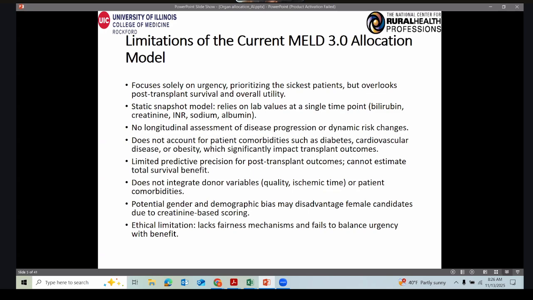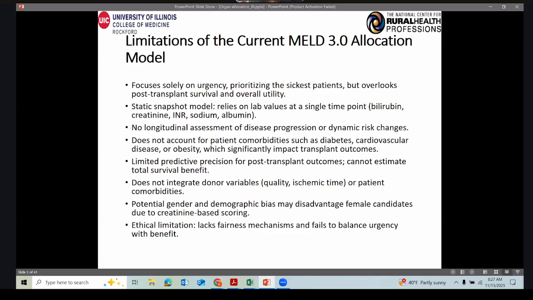So we also know that there is potential gender and demographic bias, especially because MELD 3.0 still heavily depends on the serum creatinine, because women typically have a lower muscle mass and therefore lower creatinine, which can underestimate how sick they really are, possibly lowering the priority unfairly.